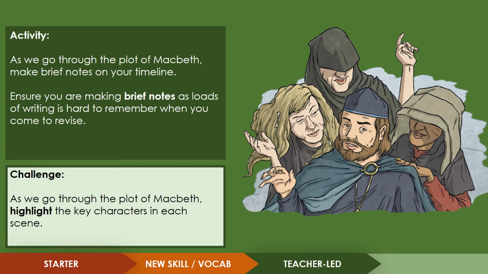So as we go through the plot of Macbeth, guys, I want you to make brief notes on your timeline. Please ensure that you make brief notes, as loads of writing is really hard to remember when you come to revise for your exam. Okay, and for a challenge, as we go through the plot, can you highlight the key characters in each of these scenes?